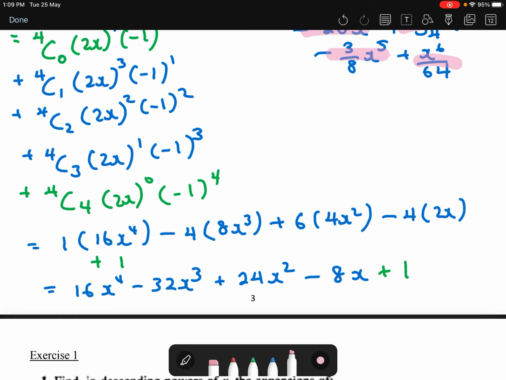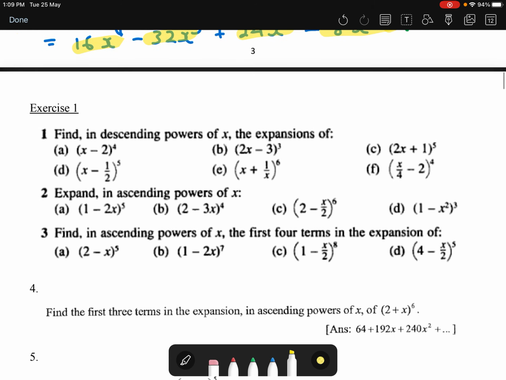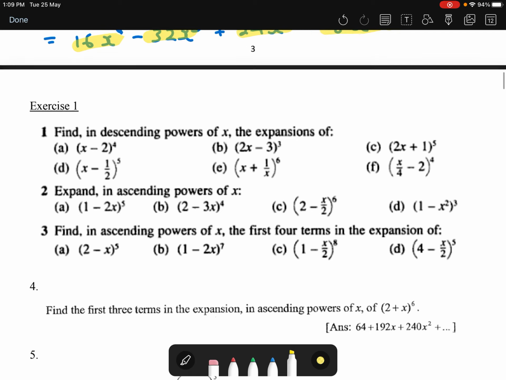You notice that there are 5 terms: 1, 2, 3, 4, 5. It's also descending order: x to the power of 4, x to the power of 3, x to the power of 2, x to the power of 1, and x to the power of 0. So this is how you do simple basic binomial expansion. You can try exercise 1 to practice your binomial expansion.